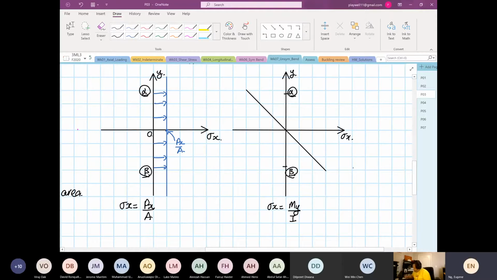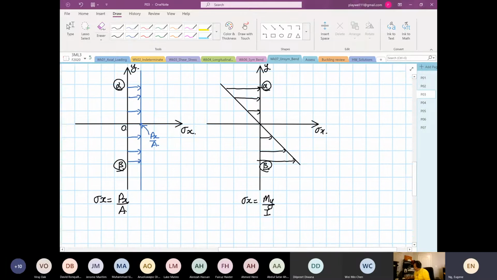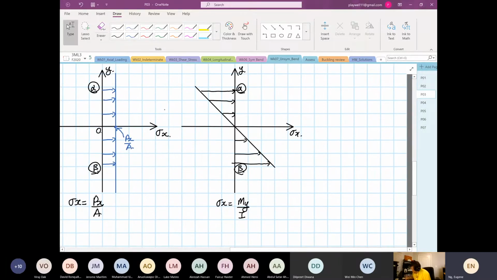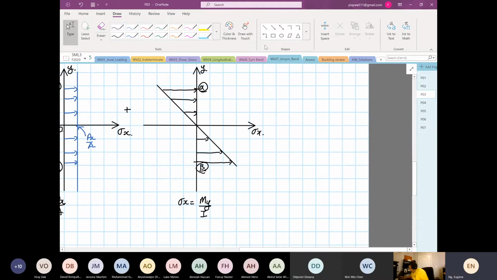So we have compression. Compression means it's pushing towards the structure. Tension means it's pulling away from the structure. This is our moment. So when we add both of them together, this is what we observe.